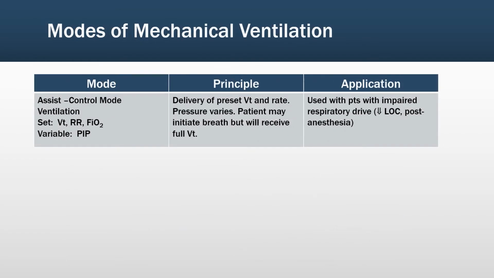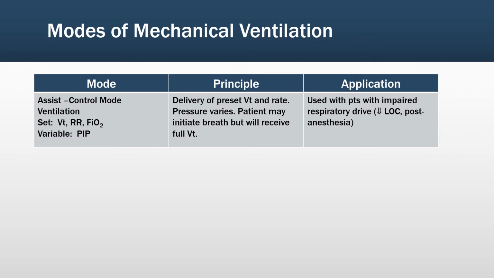Now we'll look at common modes of mechanical ventilation. The choice of mode of ventilation is dependent on the patient's needs and in many cases clinician preference and equipment availability. First we'll look at assist control. In this mode, the parameters that are set are the tidal volume, respiratory rate, and FiO2. What's variable is the peak inspiratory pressure.